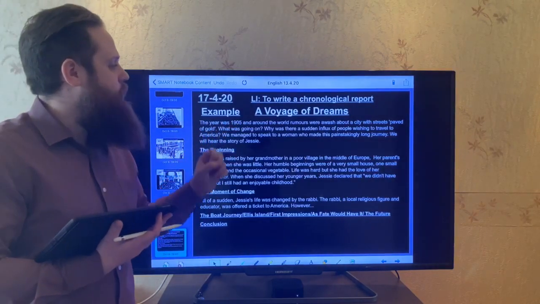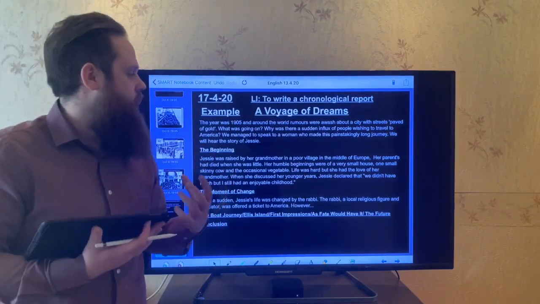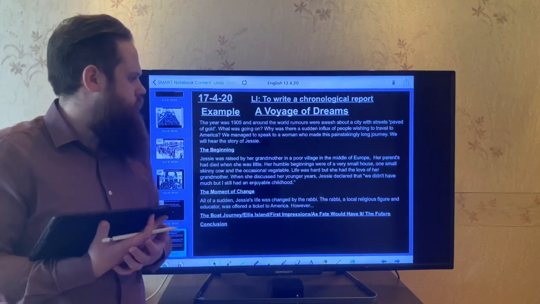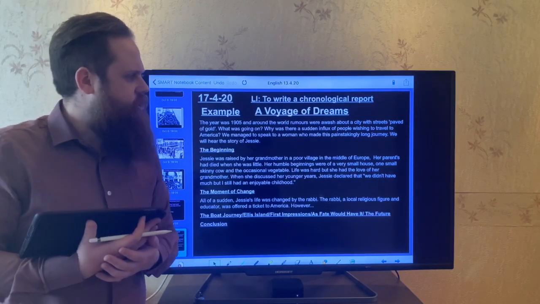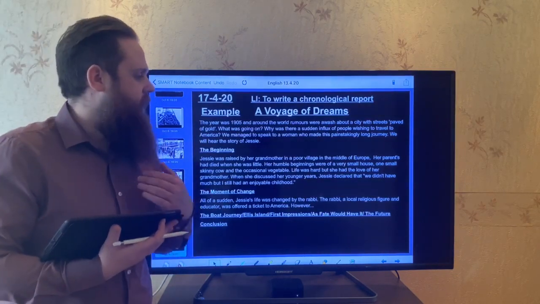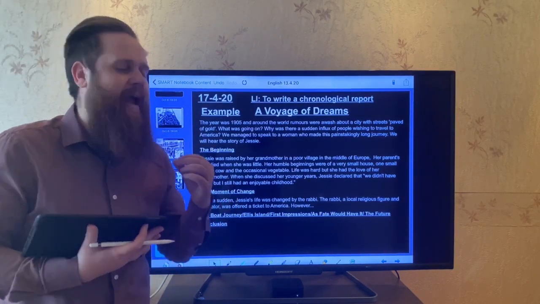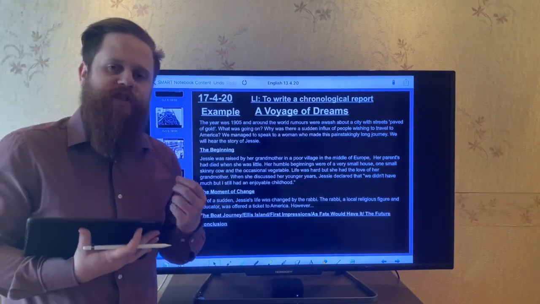The year was 1905, and around the world, rumours were awash about a city with streets paved of gold. What was going on? Rhetorical question. Why was there a sudden influx of people wishing to travel to America? We managed to speak to a woman who made this painstakingly long journey. We will hear the story of Jessie.